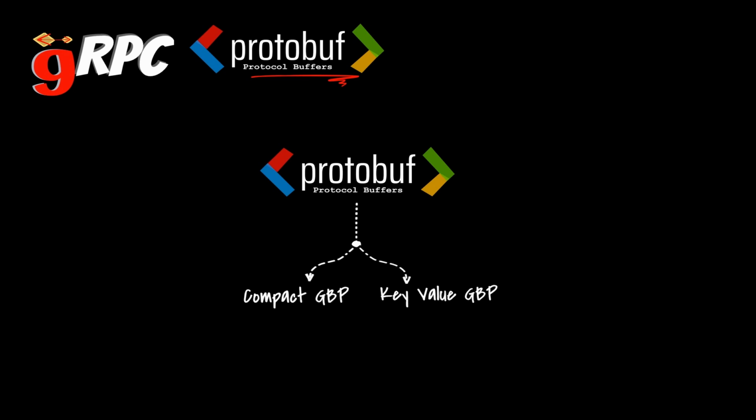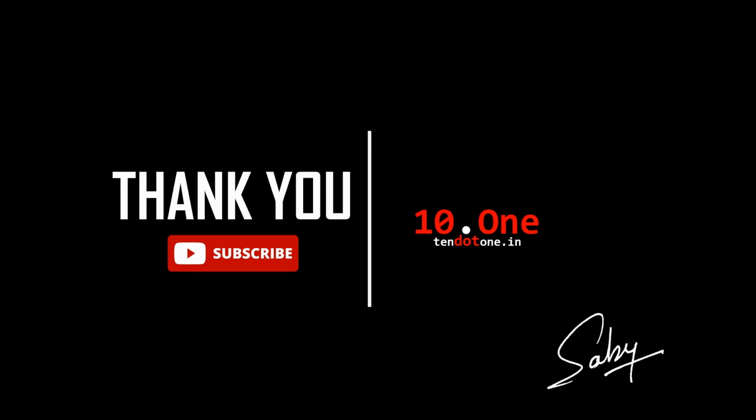When we talk about speed in comparison to XML, GPB has 100 times better serialization performance and it is 3 to 10 times more compact than XML. When we talk about JSON, it is 5 times faster than JSON.